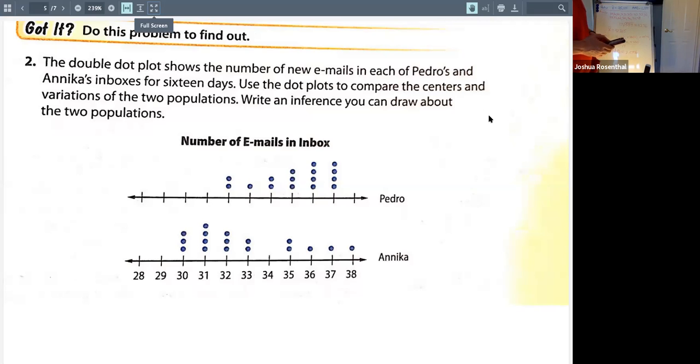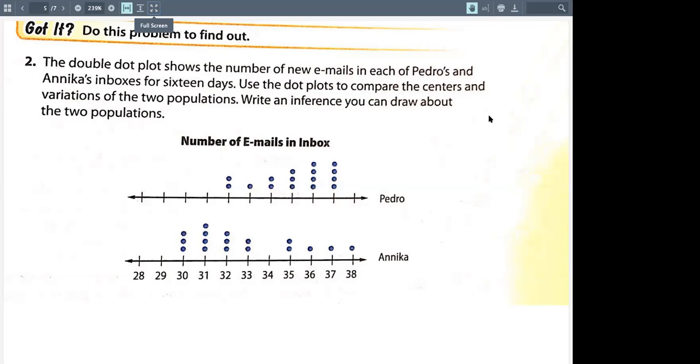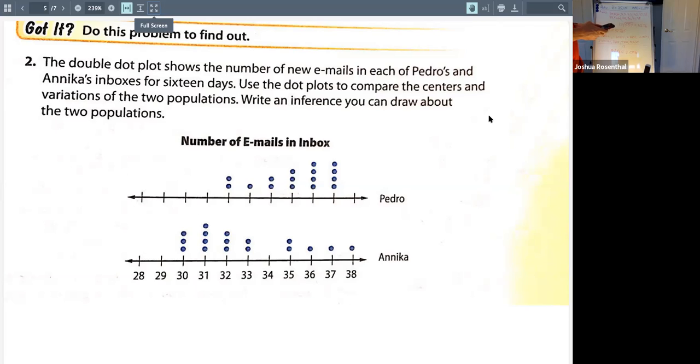But if we take Pedro's MAD, 1.375 divided by his range, it's like 27.5% of his range. And then her MAD is 2.076, divided by her range of 8. I'm just playing around with this. I don't know what that's giving us. See how you can play around with this data. You can have fun with it.